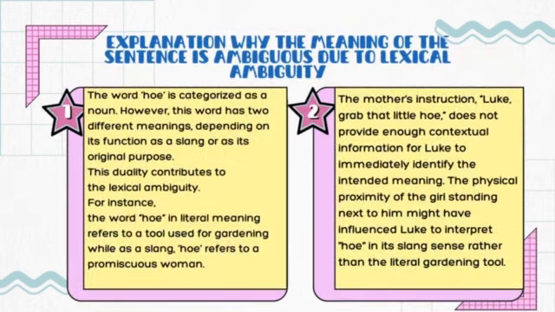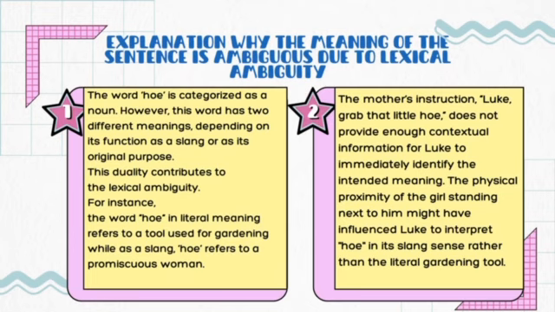The word hoe is categorized as a noun. However, this word has two different meanings depending on its function as a slang or as its original purpose. This duality contributes to lexical ambiguity. For instance, the word hoe in its literal meaning refers to a tool used for gardening, while as a slang, hoe refers to a promiscuous woman.